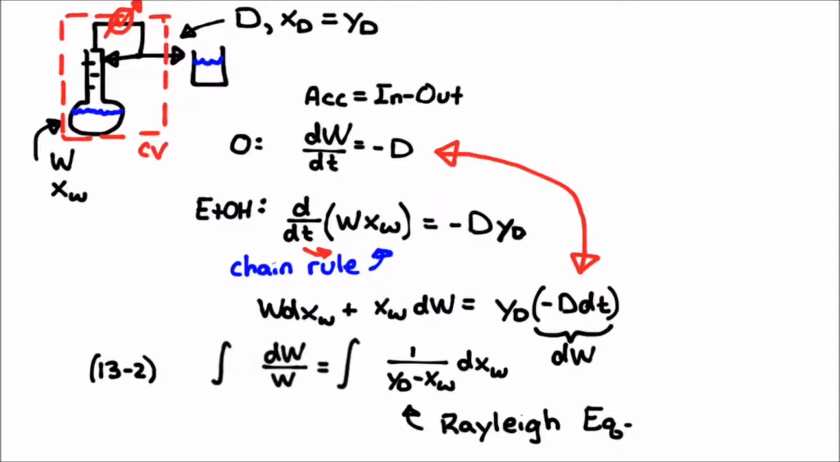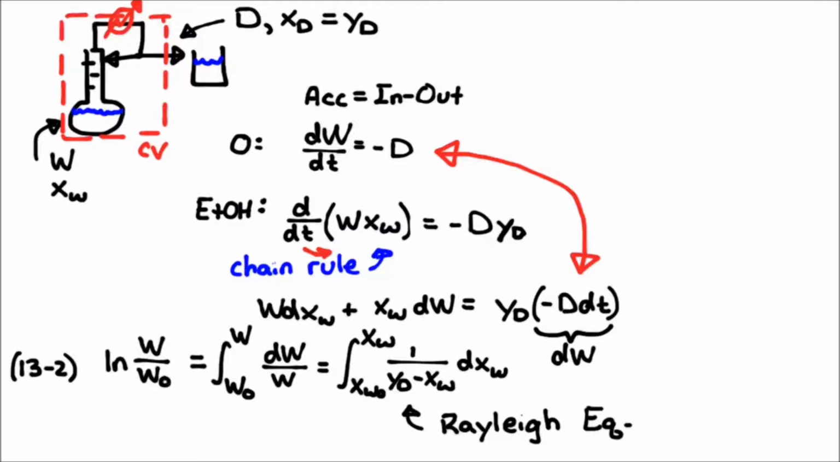At this point, we need to apply the limits of integration. So we will integrate on the W side from the initial W, the initial number of moles in there, to the final number of moles, and similarly x sub W naught over to the final concentration in the pot, which is x sub W. The term on the left, we can actually evaluate because we know something about it. This one is not a problem. This will just become the natural log of W over W naught.